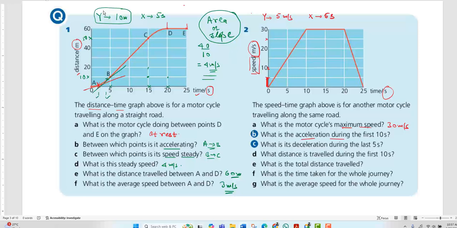So for the acceleration, you have to look from 0 to 10 seconds. You have to look for the change in speed. So the acceleration is the change in velocity. How much is the change in velocity corresponding to that 10-second interval? At t equal to 0, the velocity is 0. And at t equal to 10 seconds, what is the speed? 30.